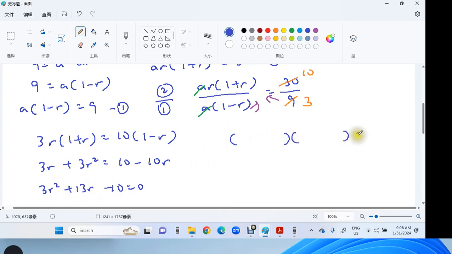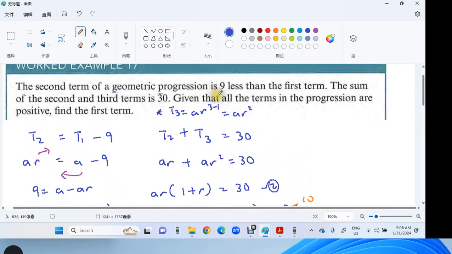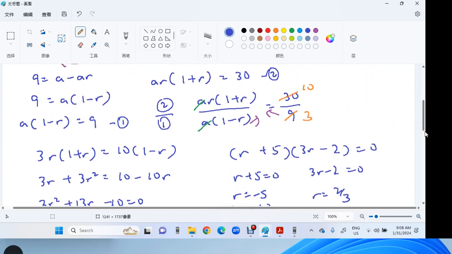And we do the factorization. Then R and 3R, and then we have 5 and 2. So (R plus 5) equals 0, R is negative 5. (3R minus 2) equals 0, R equals 2 over 3. We look at the question. All the terms are positive, so A is a positive value and R is a positive value. So this one will be rejected. So we have R equal to 2 over 3.